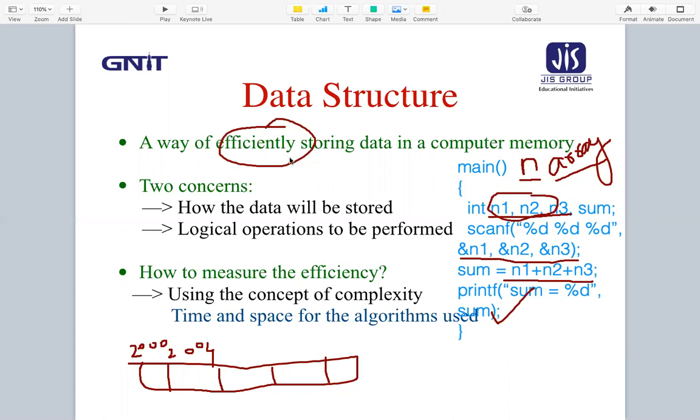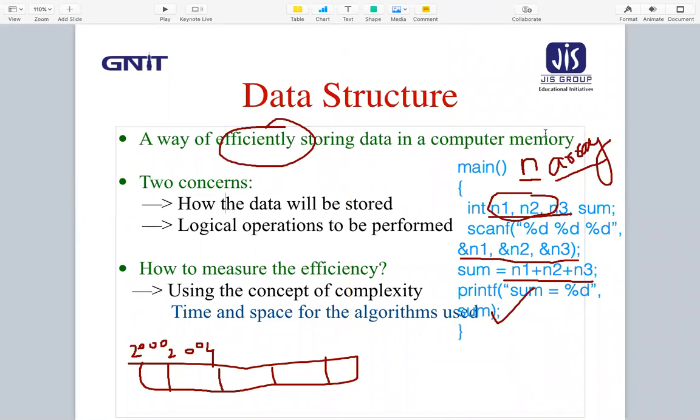Now, what is the main concern here? First, how the data will be stored. For example, in this particular case, we can store the variables as n individual integer variables, or we can store them in the form of an array, like here. We can take something like a[n], where n is going to be defined by the user. So we can store n elements in an array, or take n variables. Given your programming experience, you can assume that instead of taking n variables, it is always better to take an array of elements.